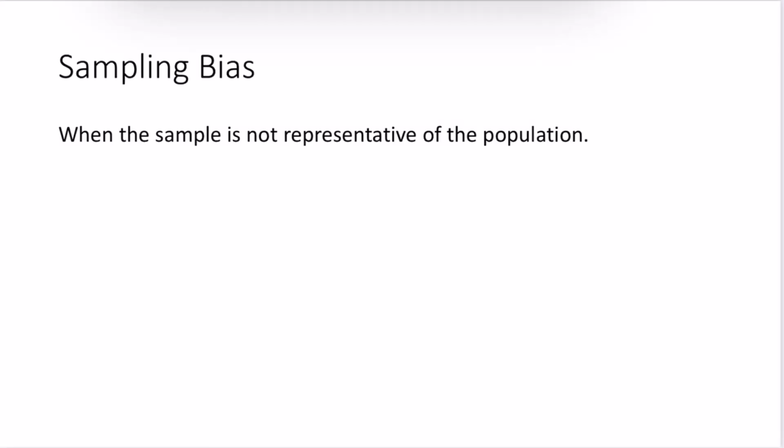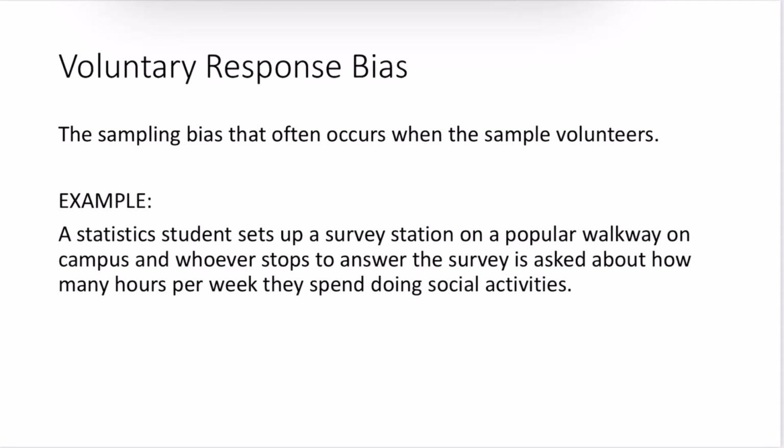Okay, so in statistics, one of the most common types of biases that will show up is a sampling bias. A sampling bias happens whenever the sample is not actually representative of the entire population. There's several different ways that can happen, but anytime that the sample does not fairly represent the entire population, you're going to have some type of bias that may influence the results of your study. An example of this is voluntary response bias.